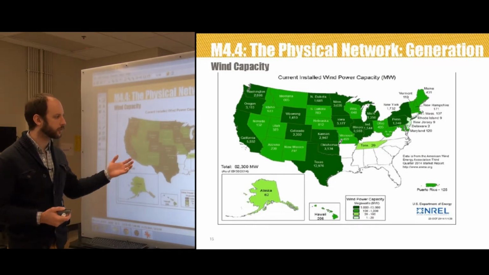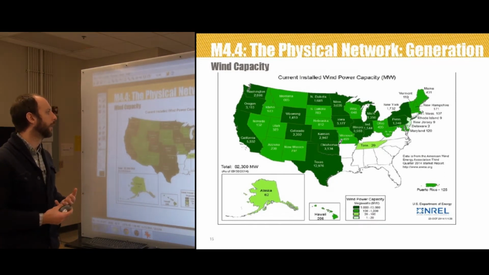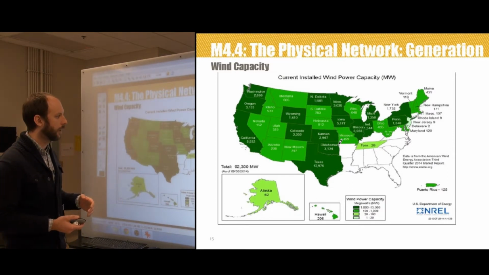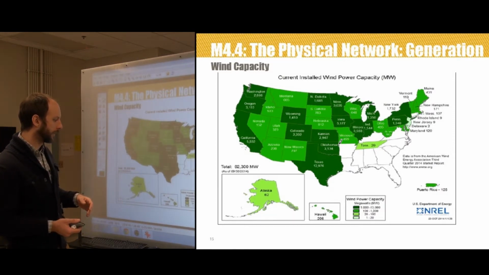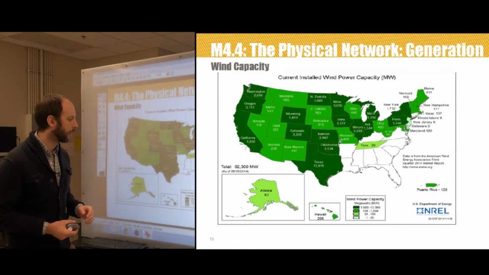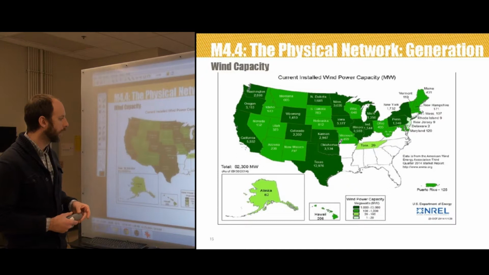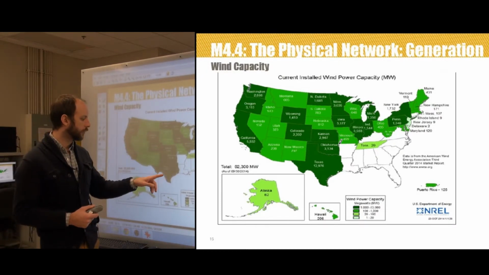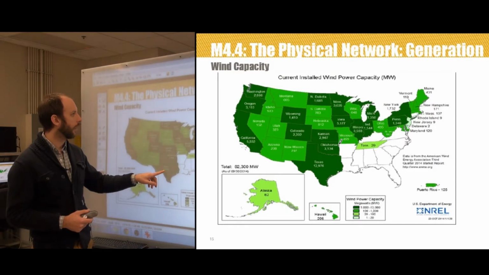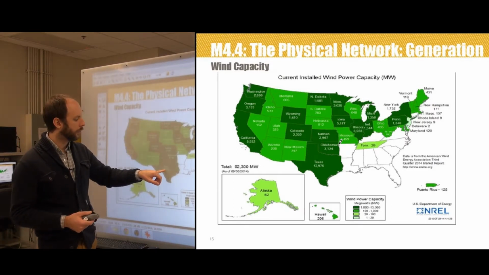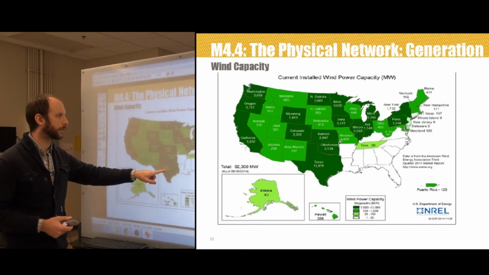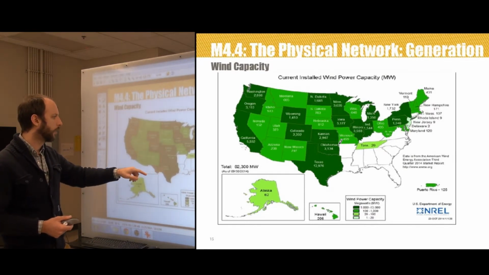This is a National Renewable Energy Lab map of current installed wind power capacity across the United States. You'll notice that it's color-coded, dark green being the most amount of wind power. Clearly, you see Texas dominates the wind market in the United States. This is in megawatts. Almost 13,000 megawatts of installed wind power capacity in Texas alone.